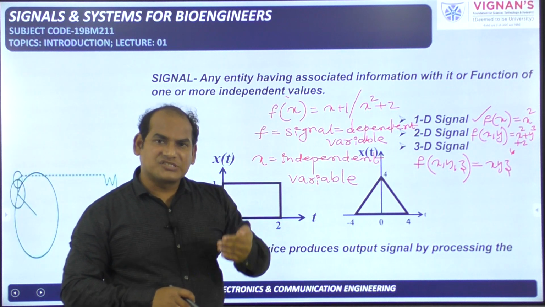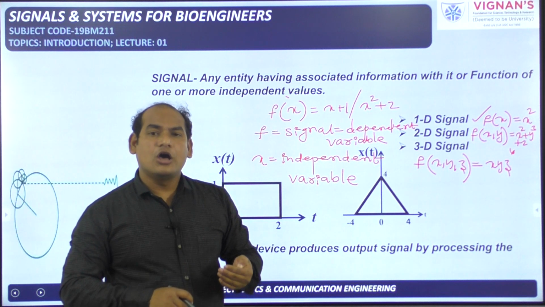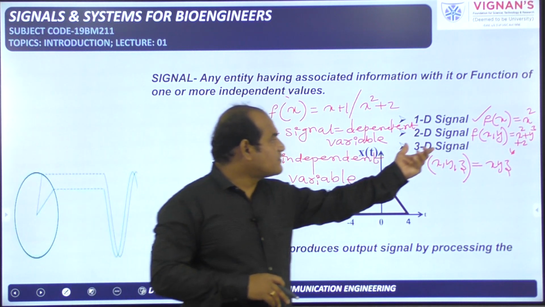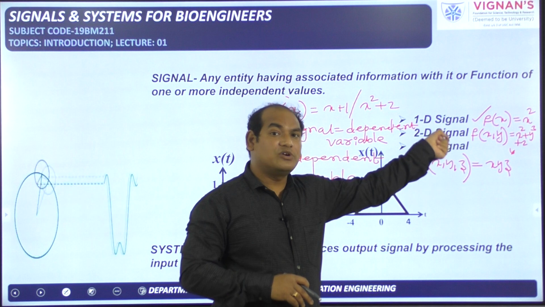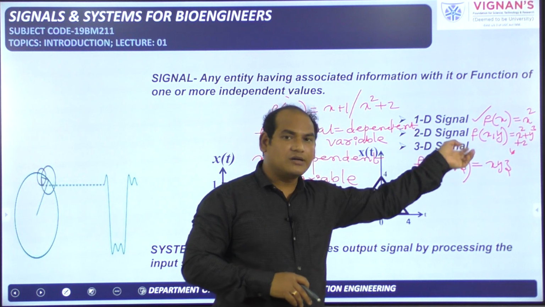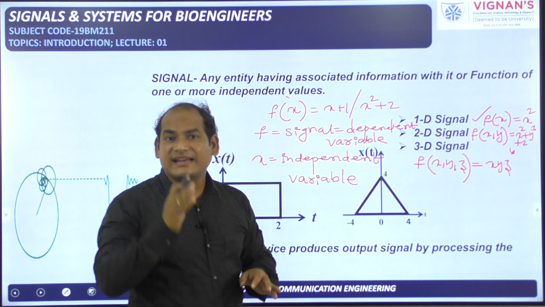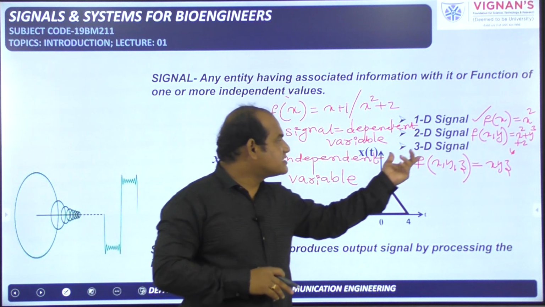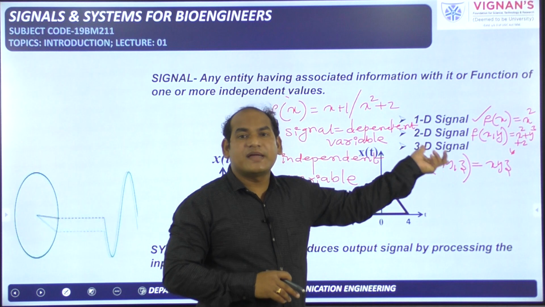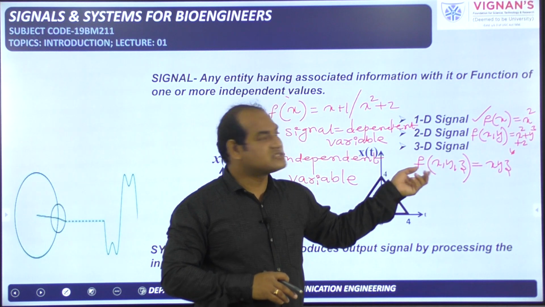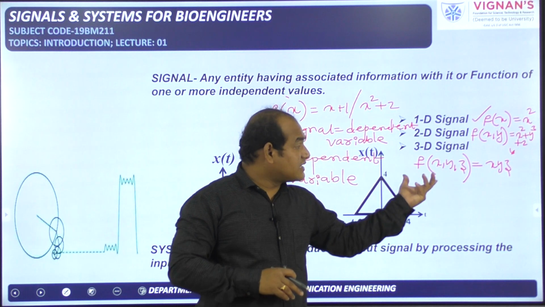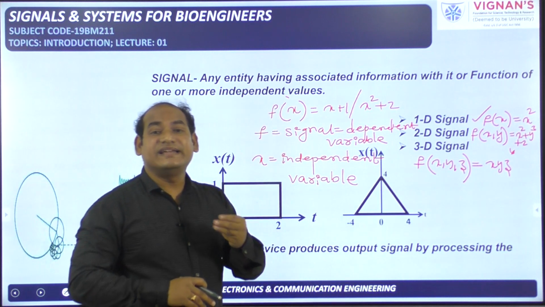Next, if the function depends on two independent variables like f of x comma y, the dependent variable f depends on two independent variables, and that relation involves x and y. And a three dimensional signal means it is a signal that depends on three independent variables like x y z, and the relation should involve the three independent variables.